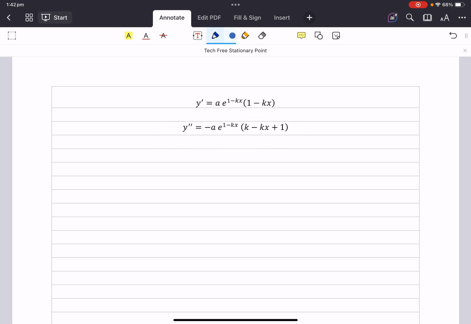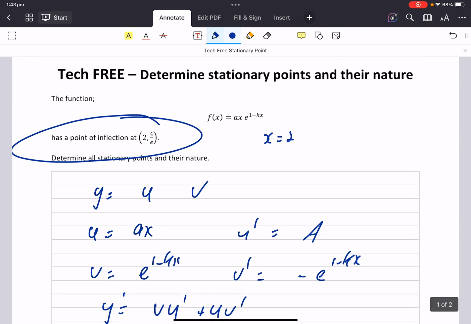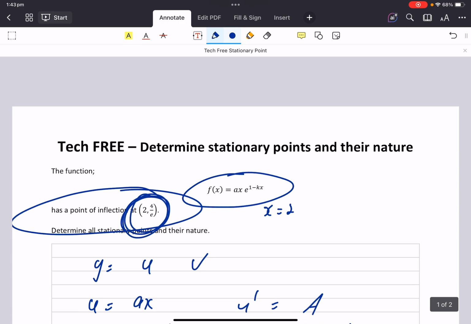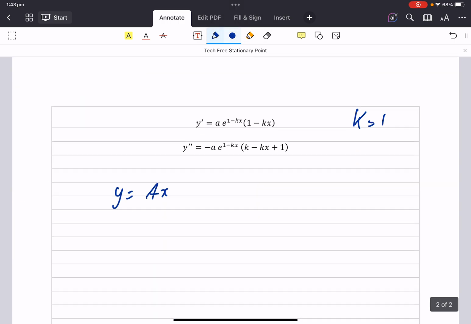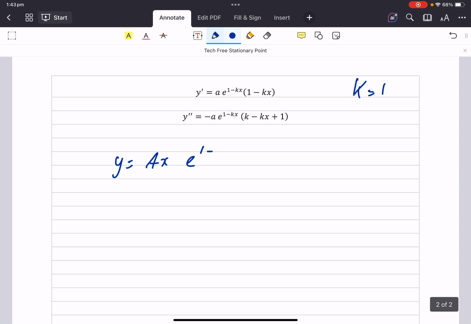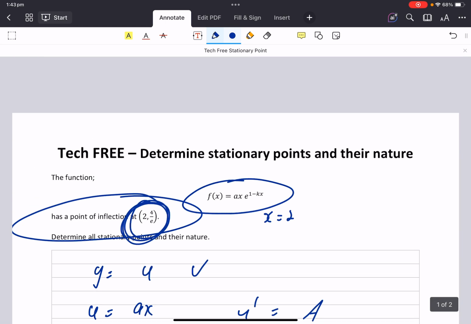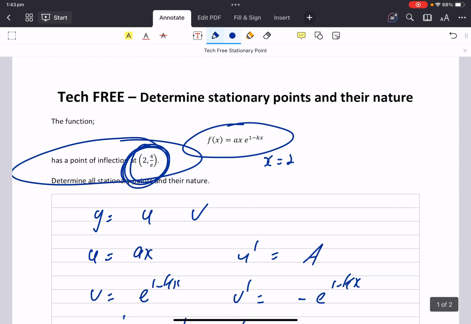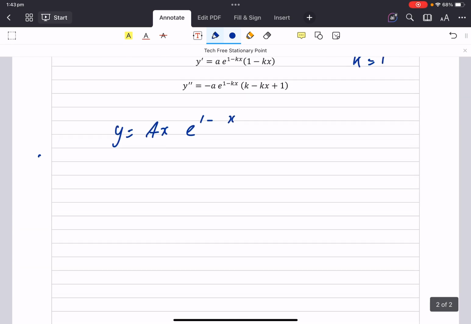Let's just clean that up a little bit. K equals 1. We've also got this point here lies on the line. So I'm going to go back into the function y equals ax e to the 1 minus kx. And k is 1, so that goes. And it's the point 2, 4 on e.